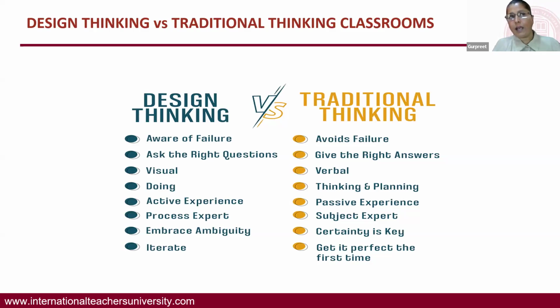But in traditional thinking classrooms, the approach is teacher centered. So it has to be perfect the first time, and the students always avoid failure. They have verbal thinking and planning, and it is totally a passive experience for them. But in design thinking classrooms, which are based mainly upon collaboration among the students, it's a visual, doing, and active experience for the students. And it is the process expert which is guiding them, whereas in traditional thinking, it is the subject expert which is guiding them.